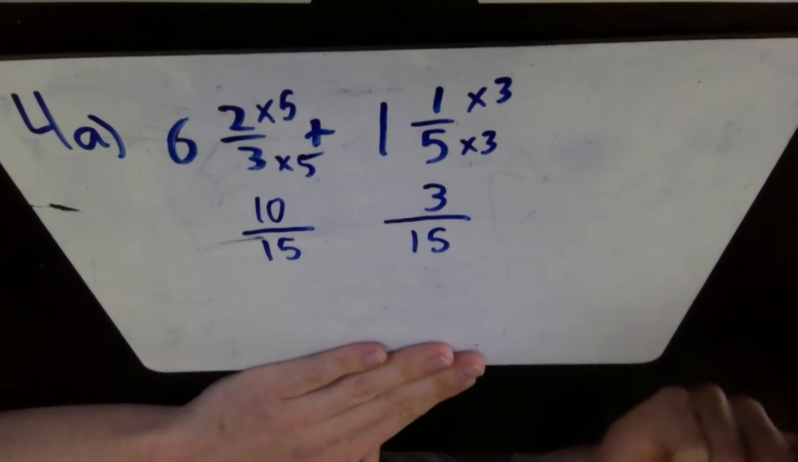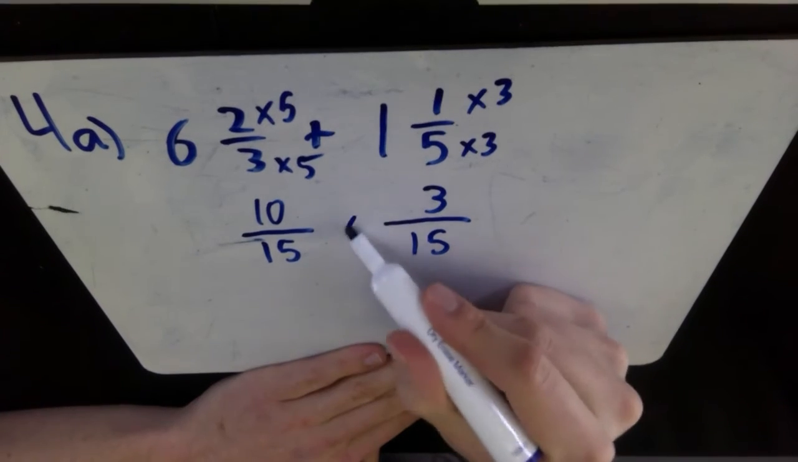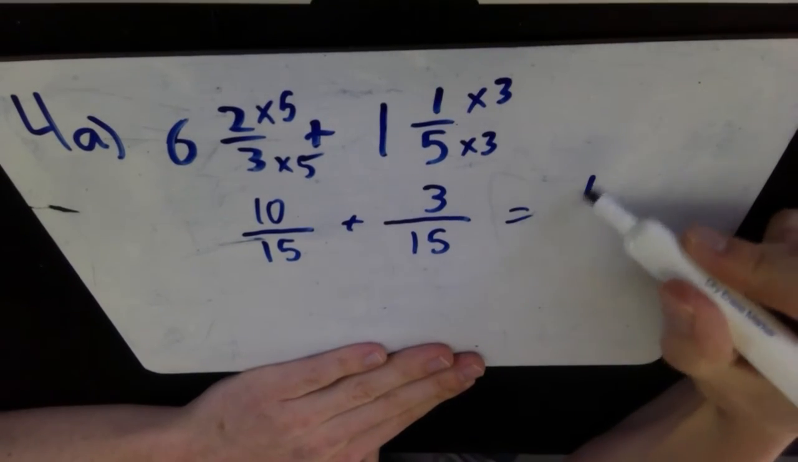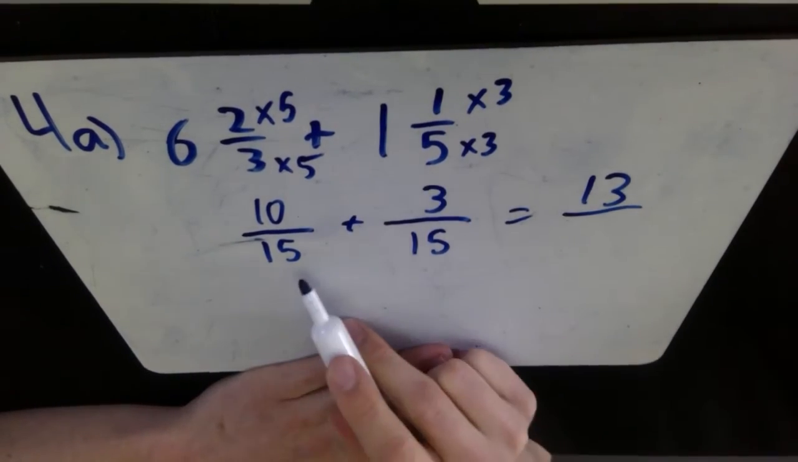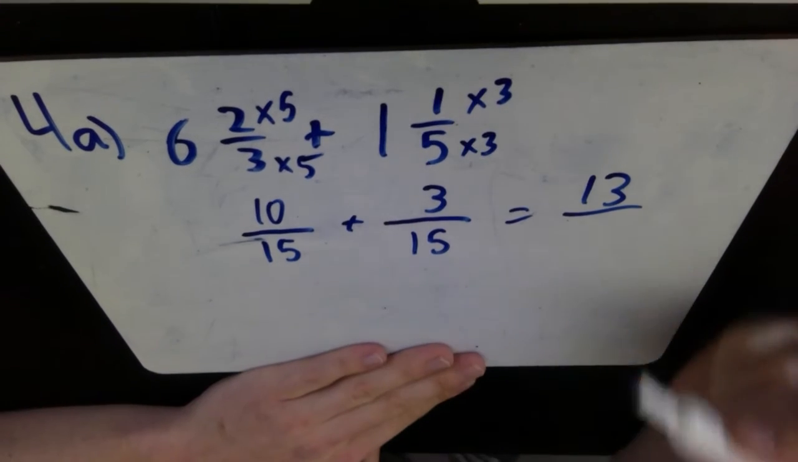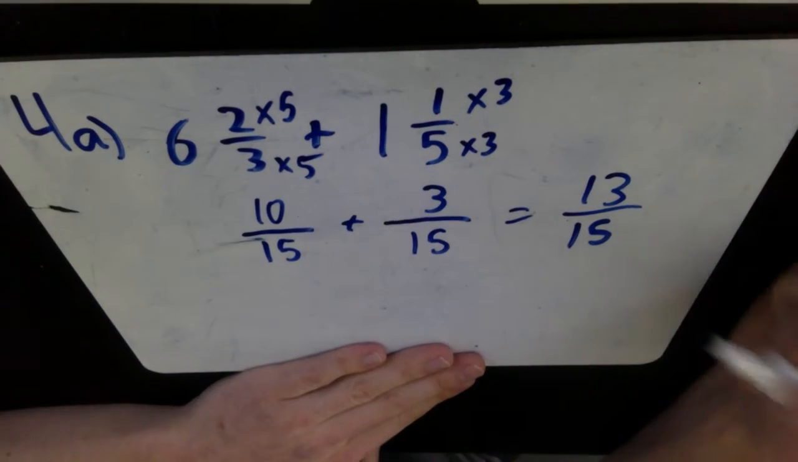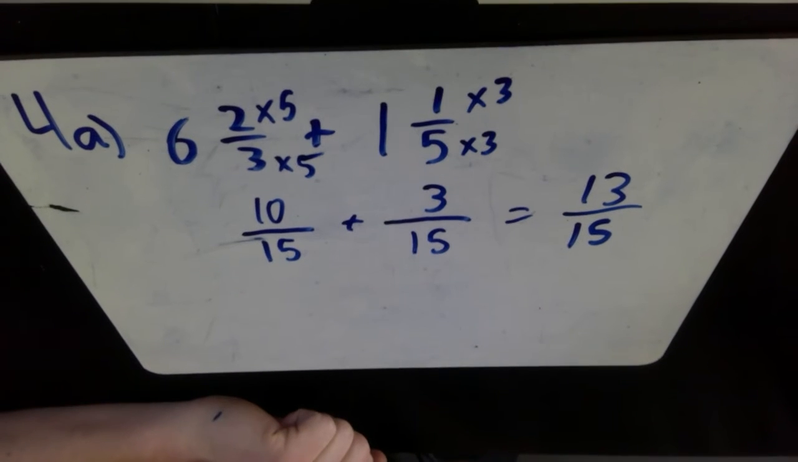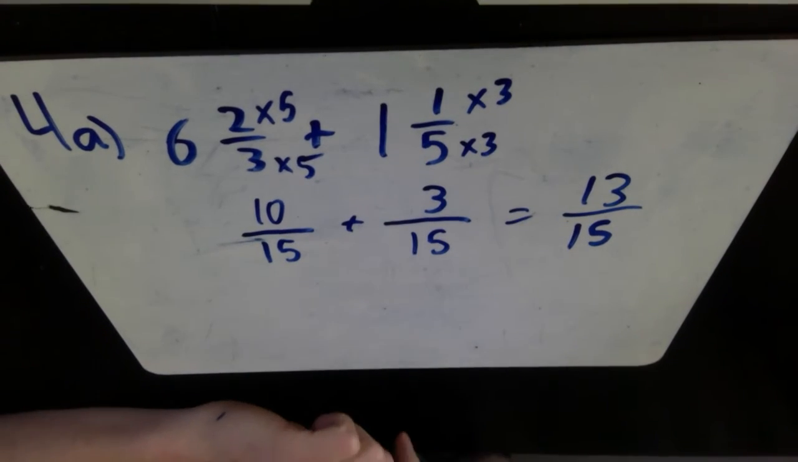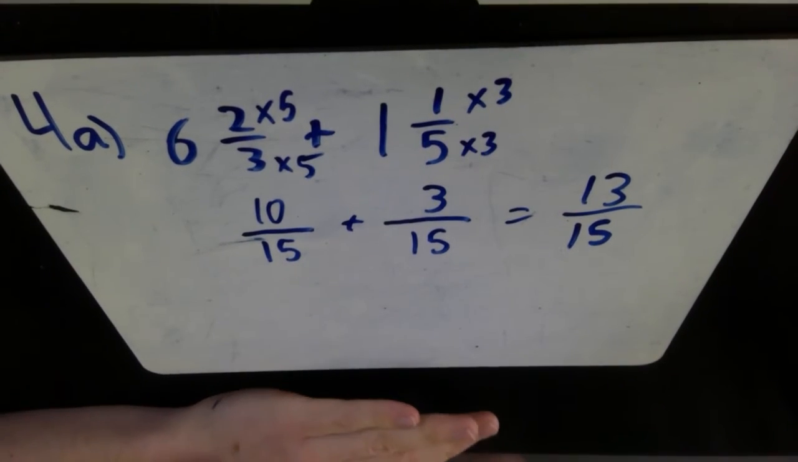So now I can add these together. 10 plus 3 is 13. What do we do with our denominator? We slide it over. So 13 over 15. Is that your final answer though? No. Do not forget about those whole numbers.